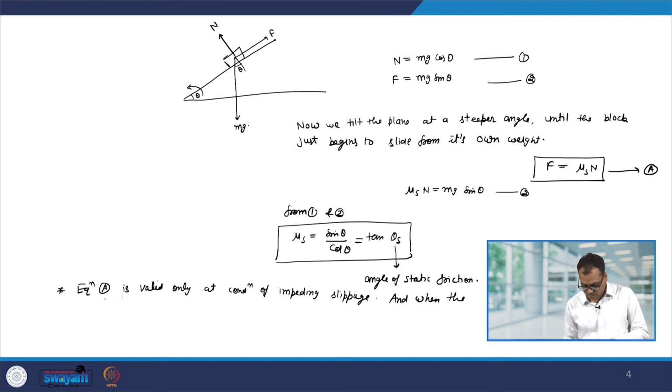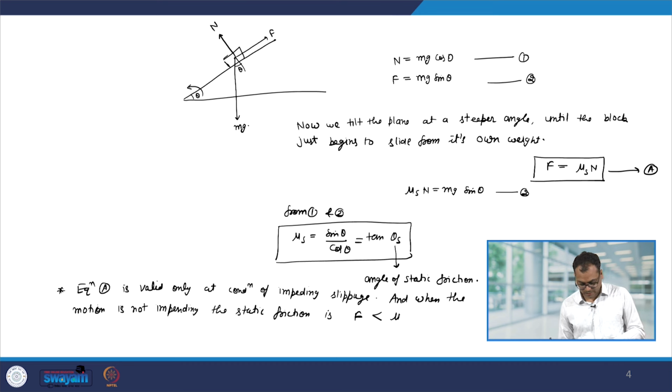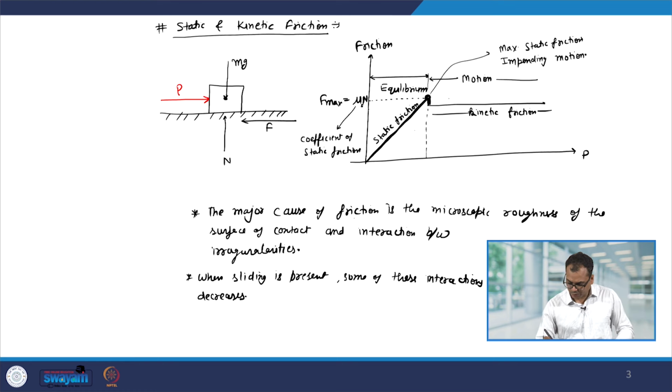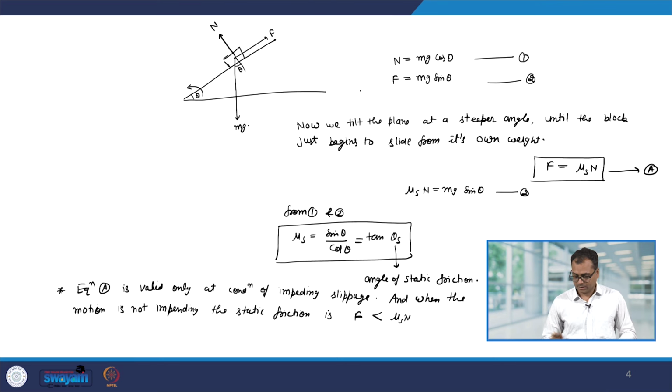when the motion is not impending, then the static friction F is always smaller than mu s n. So, here the frictional forces are always smaller than mu s n. So, this is what we wrote. When the impending motion is not there, in that case the frictional forces will always be smaller than mu s n. And once the motion starts, then we have kinetic friction.